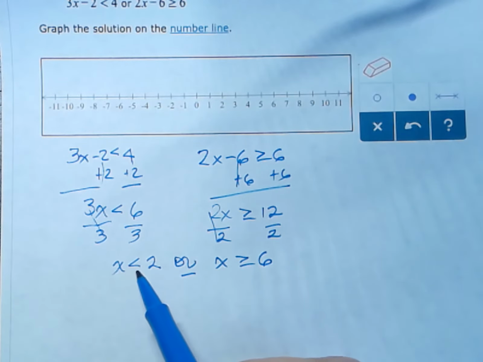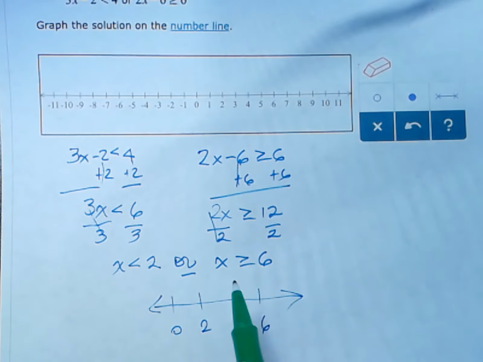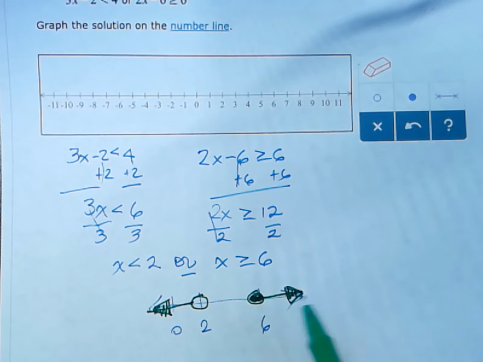So what does x is less than 2 look like? If I'm looking on a number line, here's 2, here's 0, let's put 6 about right there. So x is less than 2 looks like this, okay? X is greater than or equal to 6 looks like this, all right? So I'm satisfying this inequality if I'm here or here. I can be in either spot. So if I can be in either spot, then both pieces are part of the final solution.